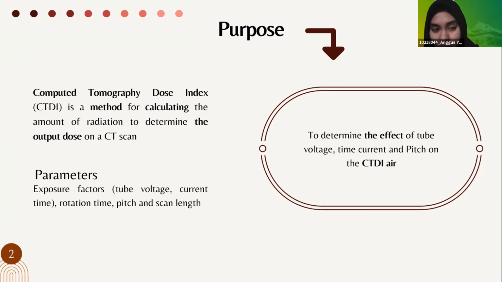CT scan parameters that can affect the amount of radiation dose received by the patient include exposure factors: tube voltage, current time, rotation time, pitch, and scan length. So the study aims to determine the effect of the voltage, time current, and pitch on the CTDI air.